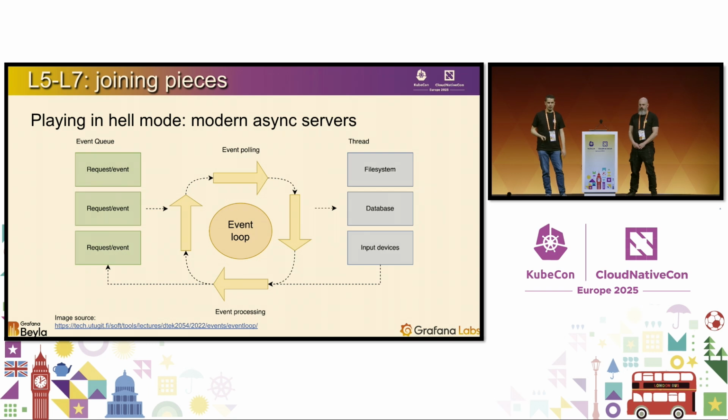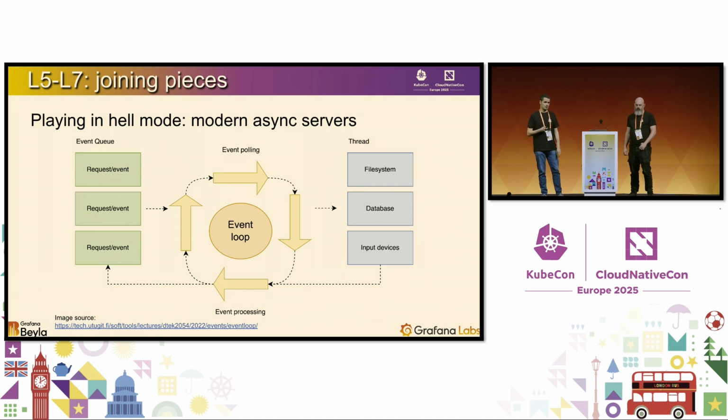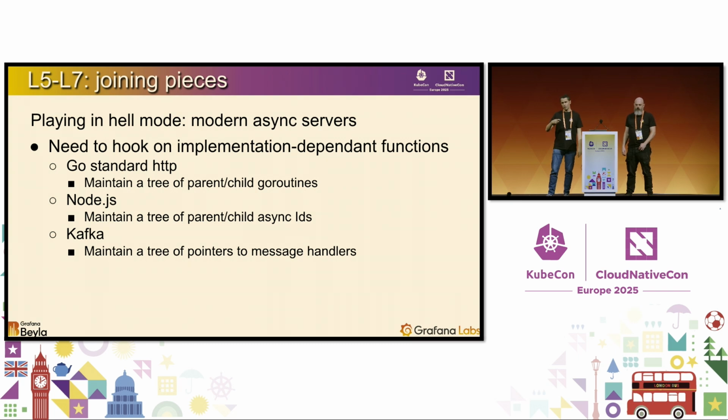But unluckily for us, modern web servers don't work that way. They use an event loop. They have a small pool of threads, and they carry requests from that small pool of threads. So the thread ID is not valid anymore, because the same thread might carry multiple concurrent requests. So we need to hook also into some implementation-dependent functions.